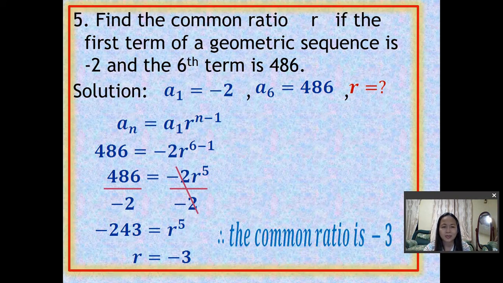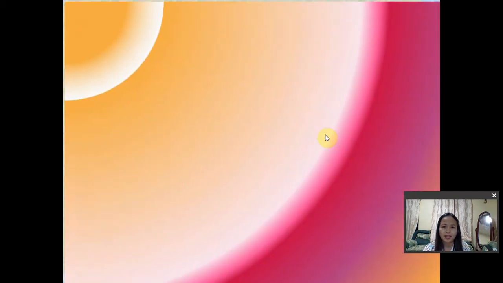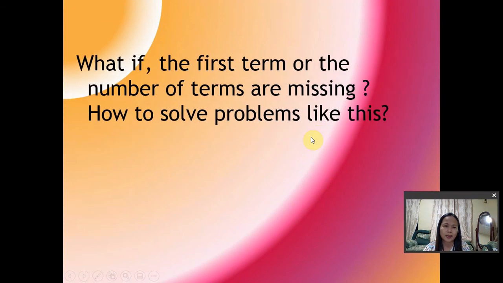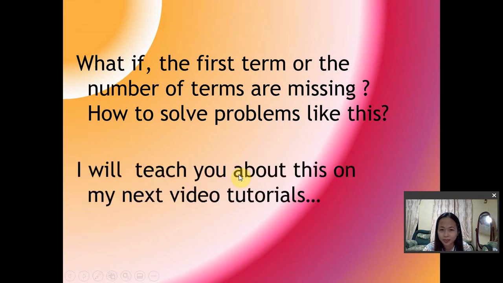Okay, so here we are looking for the common ratio, and previously we were looking for the nth term of our particular sequence. Now, what if the first term or the number of terms are missing? How are we going to solve problems like this? Since we are talking about geometric sequence, still we will apply the nth term of our geometric sequence. But this time, looking for the first term and number of terms, we will be talking about that in my next video tutorials.